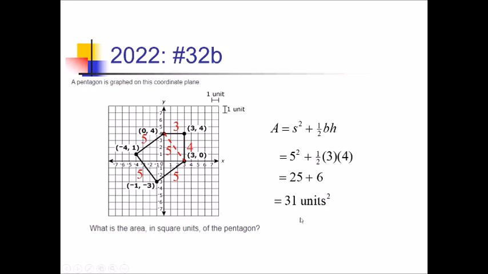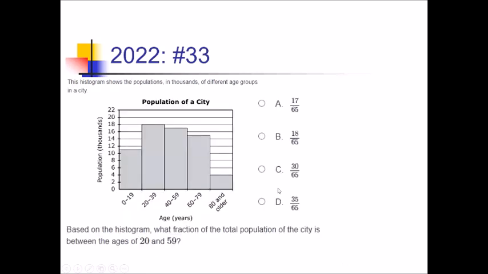On this problem, we've got a histogram showing the number of people in a city by age group, and these are all going by thousands, but since they eventually want the fraction of the total population that's between the ages of 20 to 59, since they're just looking for a fraction, we don't really have to worry about the fact that these are all expressed in thousands, because that'll all get canceled out anyway when we write our final fraction.